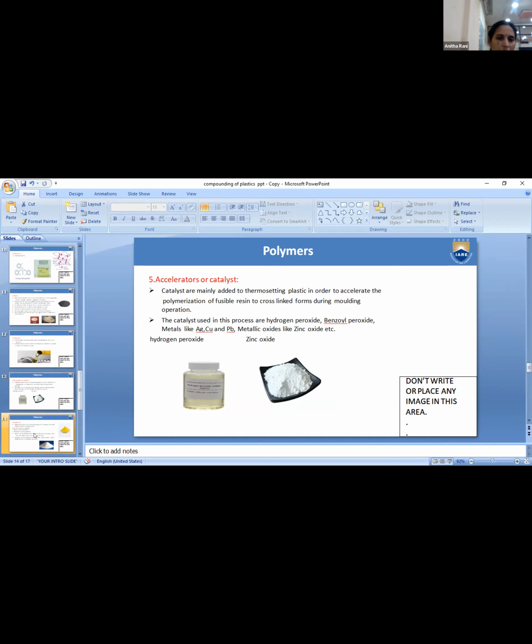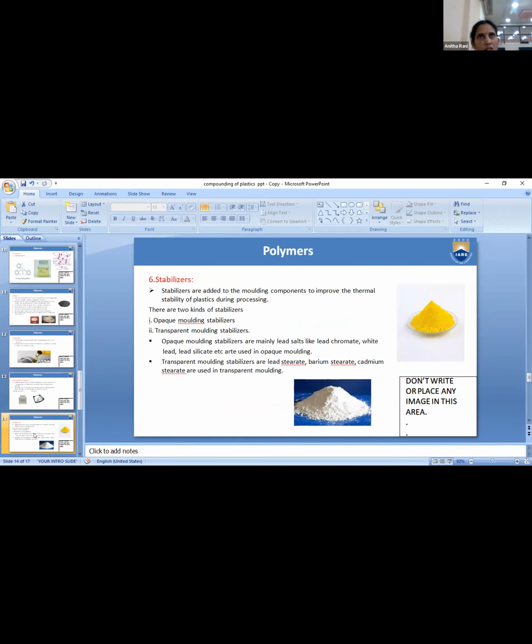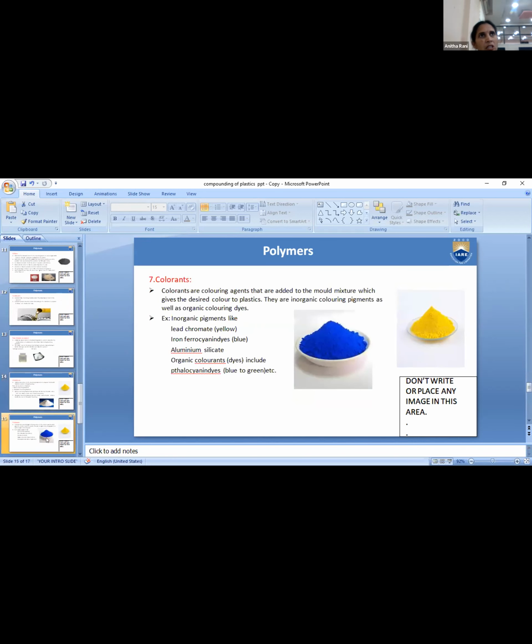Okay, next, stabilizers. Why are we using stabilizers? To improve the thermal stability. It should be stable at different temperatures. Okay, why are we using colors in the molding mixture? To give the desired color to the plastics.